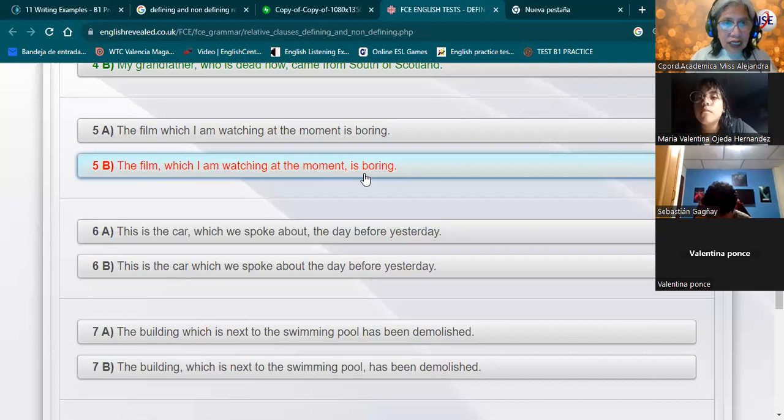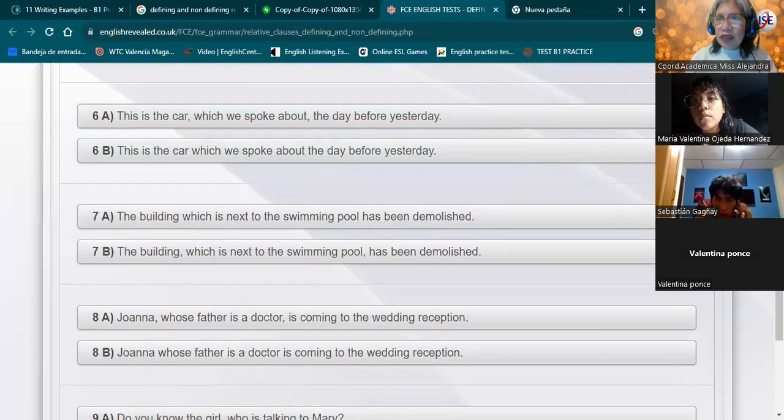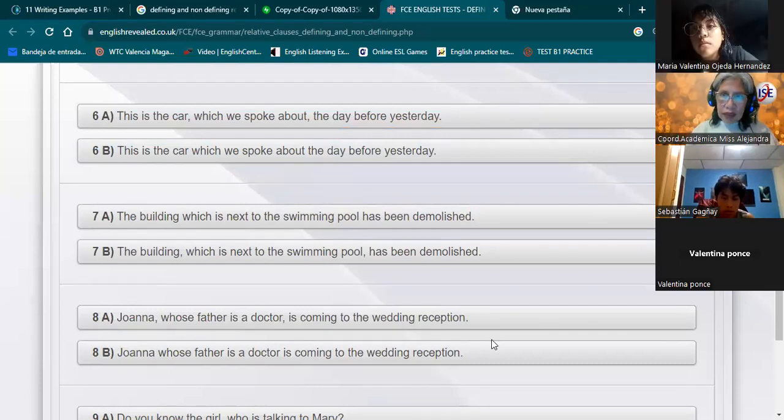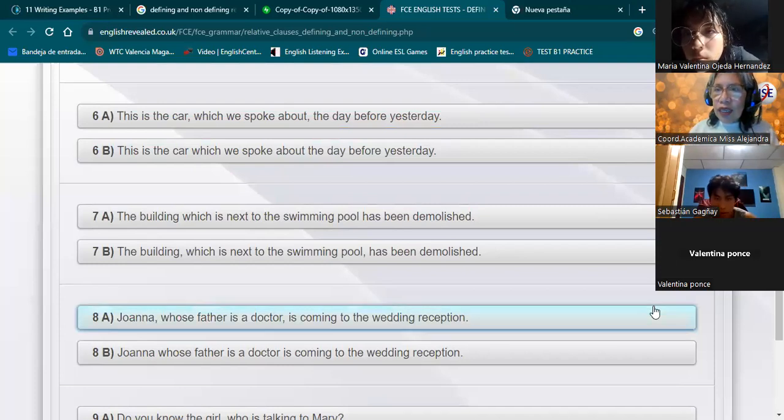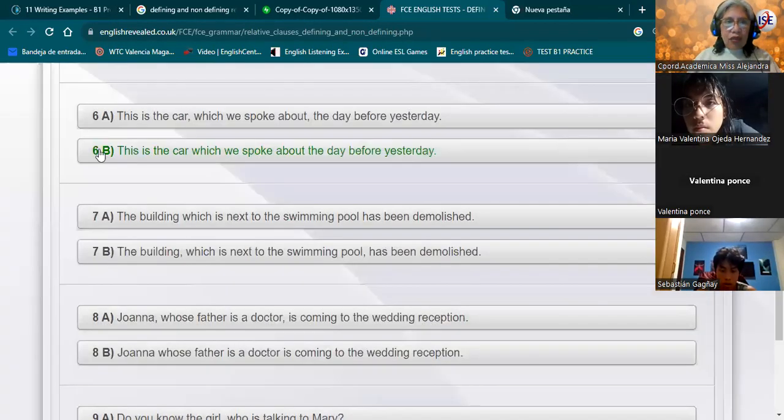Valentina, number 6, this is the car which we spoke about the day before yesterday. Which one is the correct one, the first one or the second one? Valentina, are you there? Letter B. Correct. Because if I say this is the car, okay, the day before yesterday, it doesn't make sense.